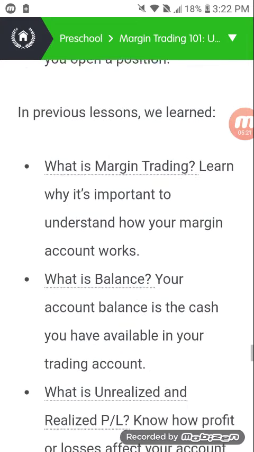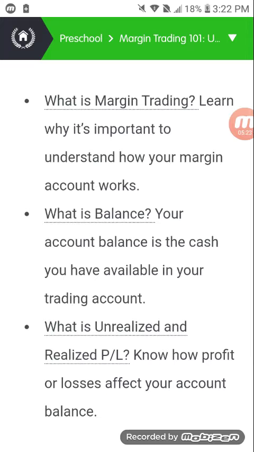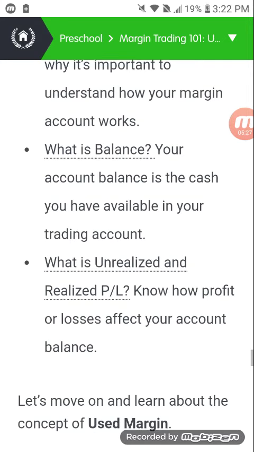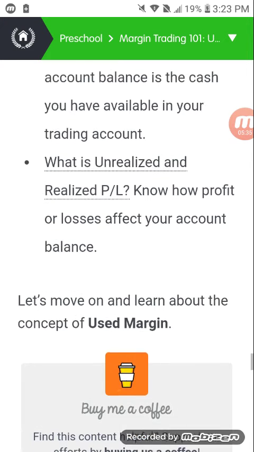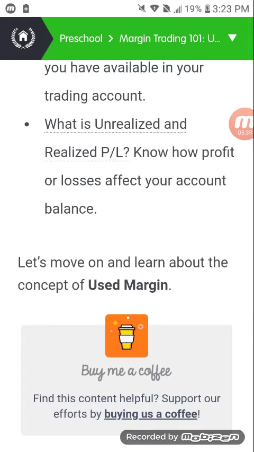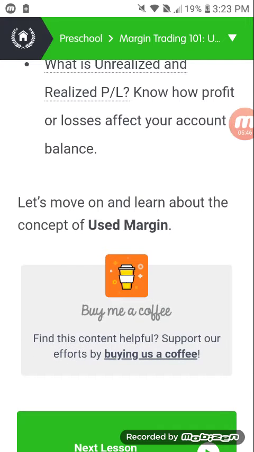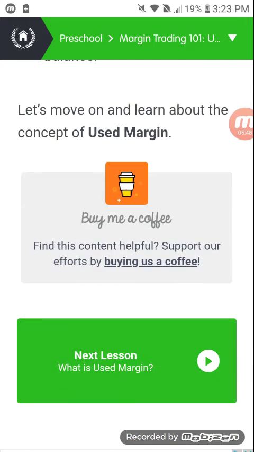In the previous lesson, we learned what margin trading is, and why it's so important to understand your margin account, why it works, and what your balance is. Your account balance is the cash that you have in your trading account. We also covered unrealized and realized profit and loss, which is the profit and loss of your account. So let's move on to learn about the concept of used margin.